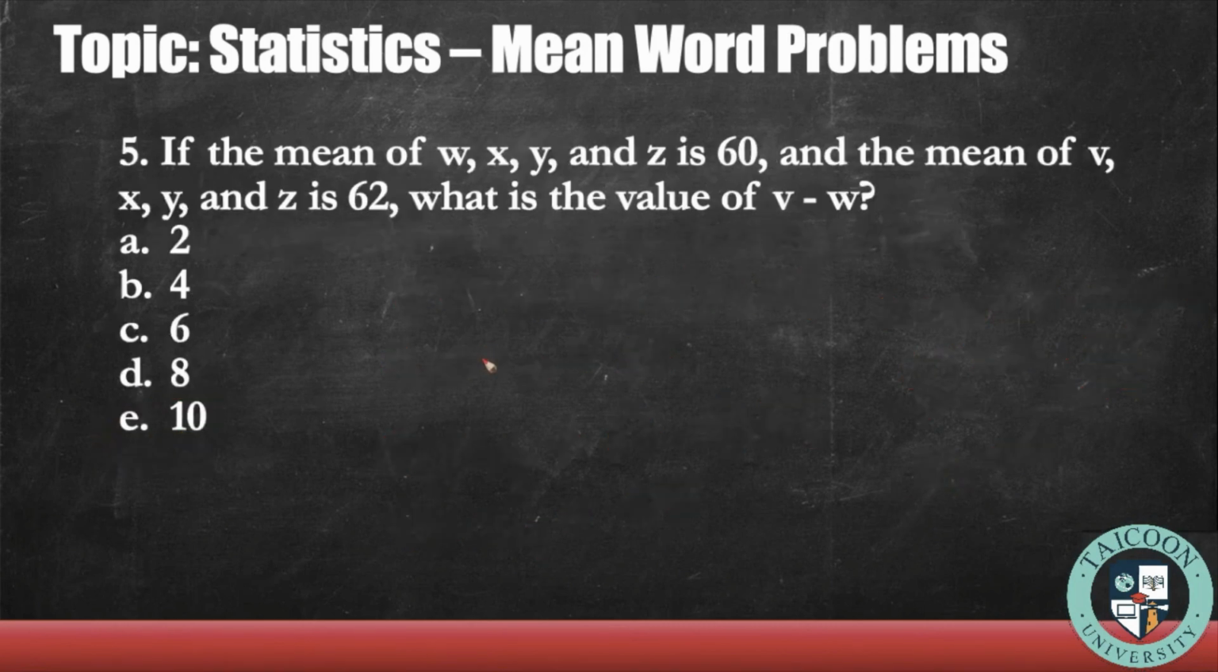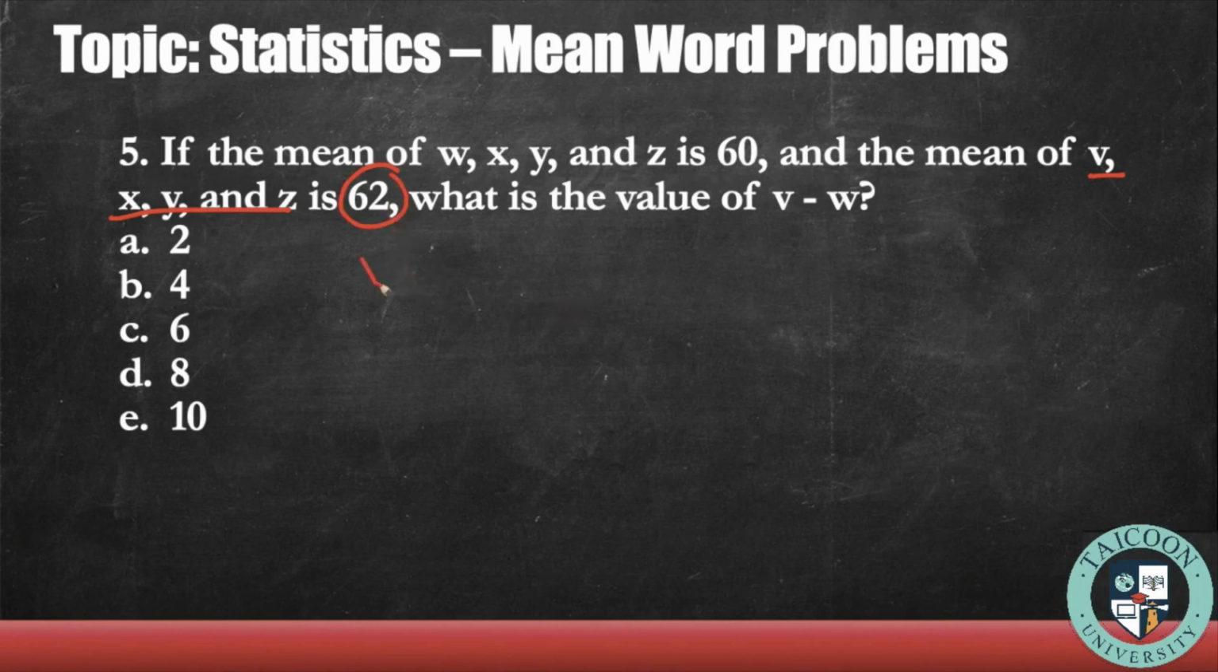If the mean of W, X, Y, and Z is 60, and the mean of V, X, Y, and Z is 62, what is the value of V minus W? I will tackle the equation that includes V first, and then the equation that includes W second. Make sure you pause this video and give this question a try before you actually watch the solution. Looking at the second set of information, it says that the mean of V, X, Y, and Z is 62. So that includes 4 elements.